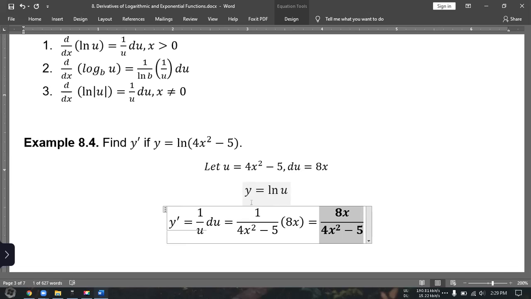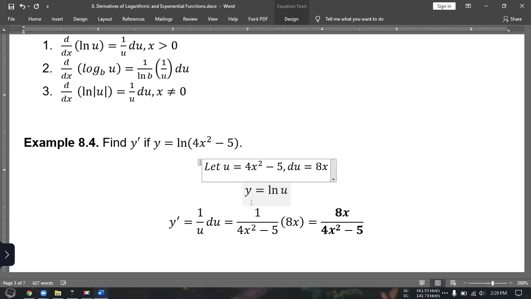Question. Sir, bakit hindi na lang kabod ilagay yung du sa taas? Nasaan? Kasi 'di ba yung sa unang ano, sir? Yung 1 over u times du. Ba't di na lang ilagay yung du sa mismong taas? Kumbaga du over u. Pwede rin yun. That is also possible. Du over u. Possible din yun.